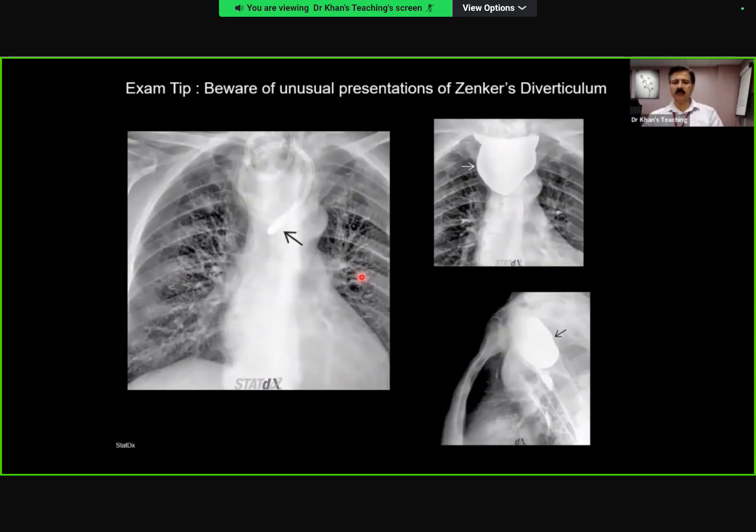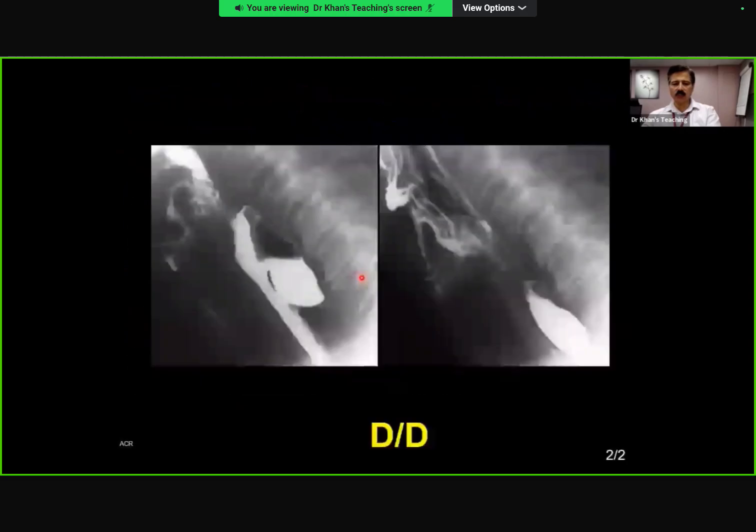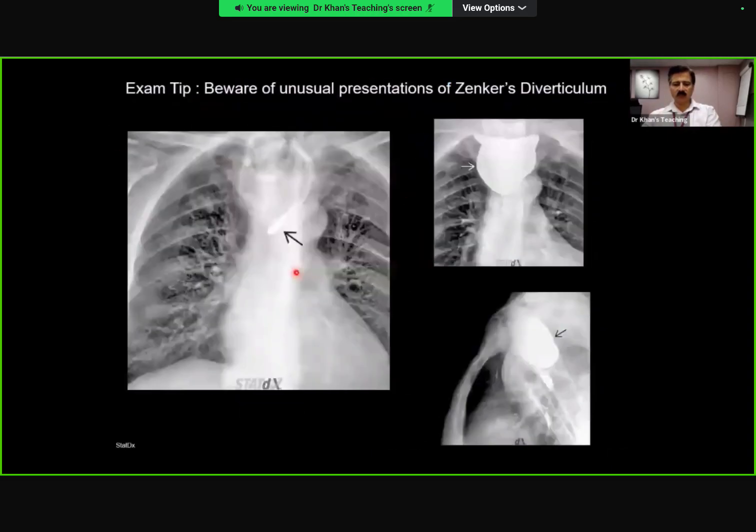They have shown many times that they might show you a lateral plain film where there will be bubbles and things like that. Here you will be worried, oh, there is an abscess, and they will say the patient is fine, and that is Zenker's. Number two, same film, but with a foreign body sitting inside, a plain film. So beware of Zenker's.